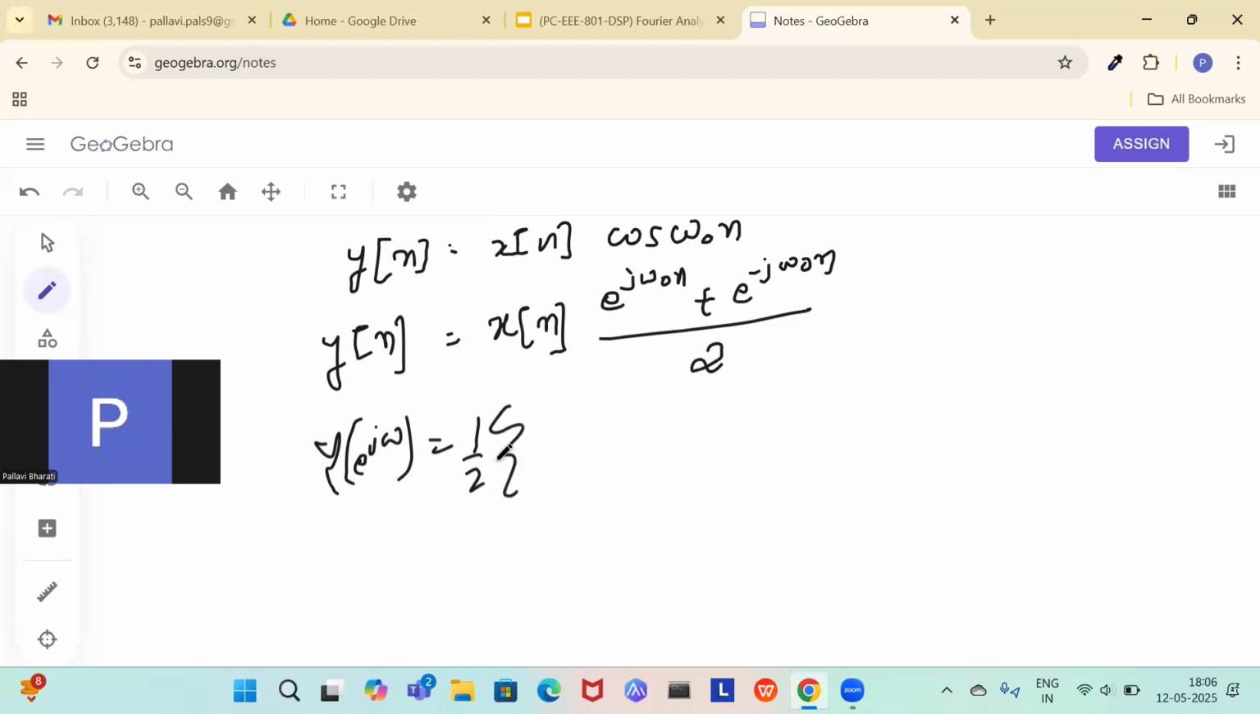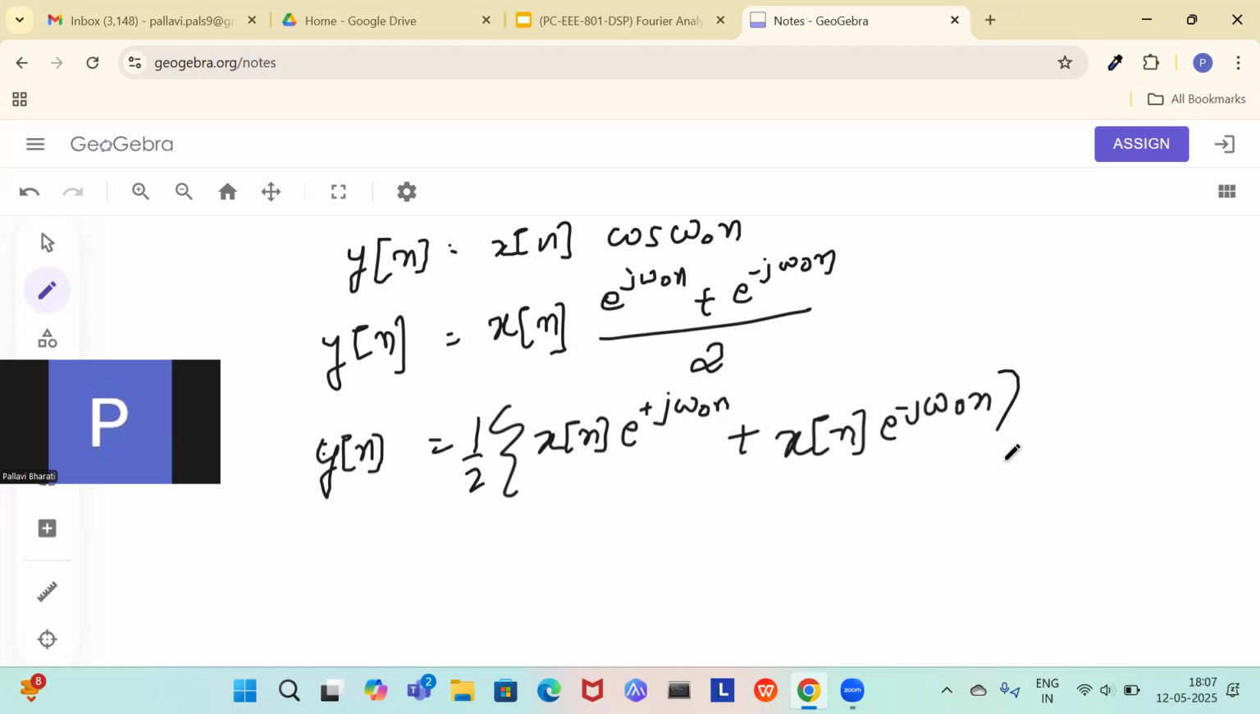Now let us, at this point, we will go at this point a little later. But let us do this part. That will be much more systematic. So let us write it this way. Now it will be x of n e to the power of plus j omega naught n, right? And this one will be plus x of n e to the power of minus j omega naught n.